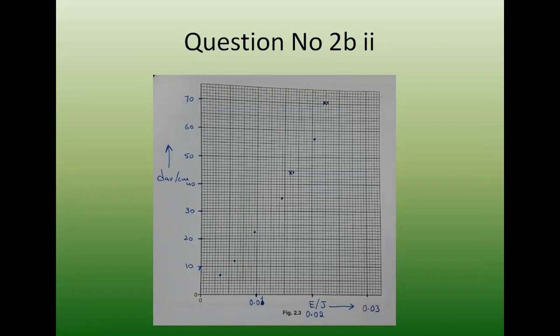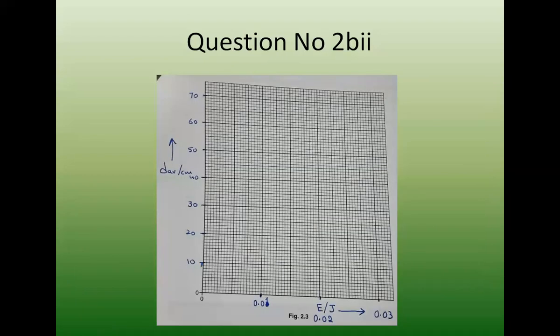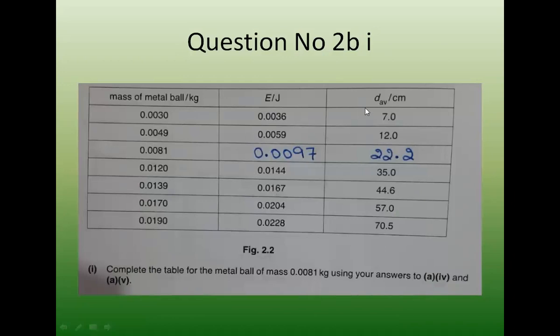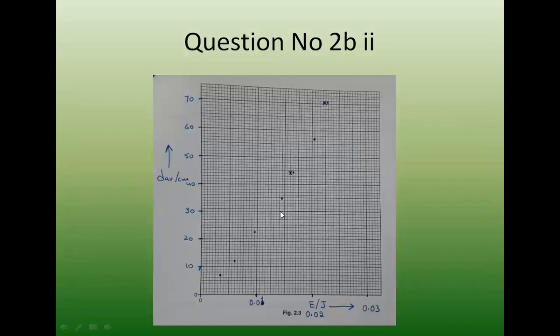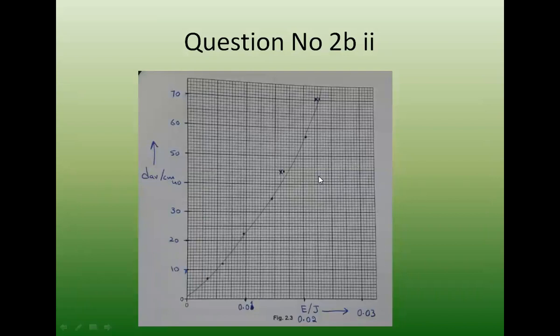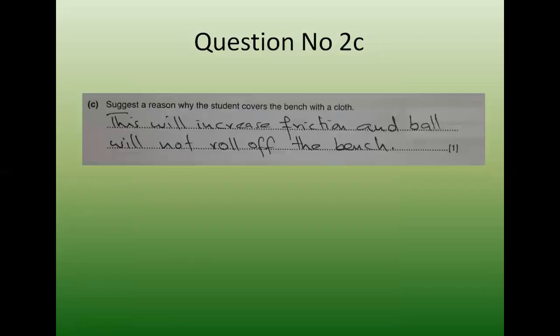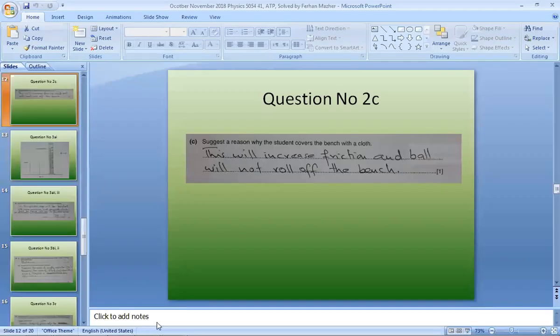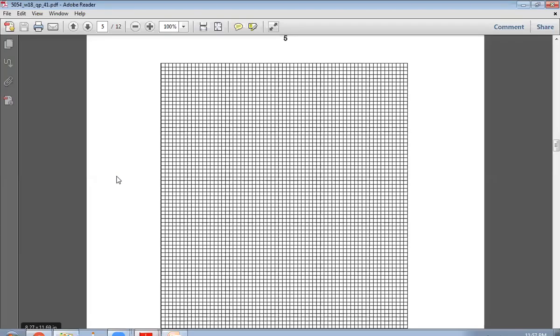Okay. So you can see here, by using this table, energy is on the x-axis and D average on the y-axis. I have plotted these points. This point, this dot, this dot, this dot. And then they ask us to join them with a curve of best fit. So I have tried to draw a curve of best fit here. Okay. So this is how you draw that graph.